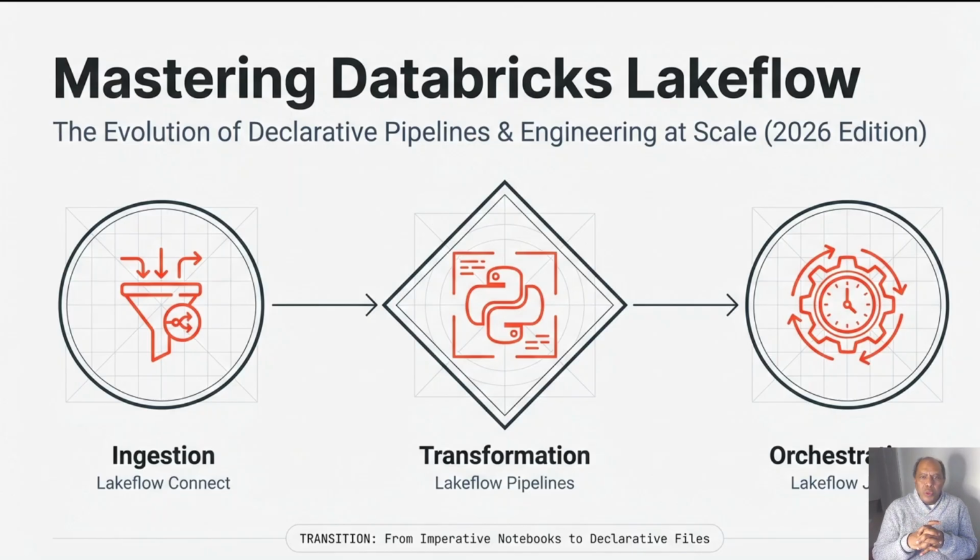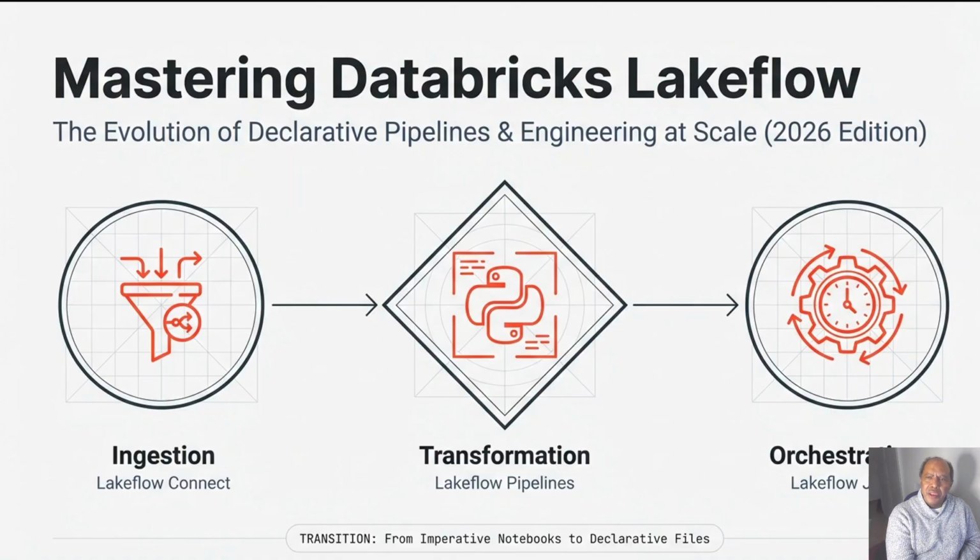So what we are looking at here is the complete Lakeflow ecosystem represented by three core components or pillars. On the left, we have the ingestion with Lakeflow Connect. This is your gateway for bringing data into the platform, like data from outside, from the source to the platform. In the center, we have transformation with Lakeflow Pipeline. This is where the magic happens with your Python-based declarative pipeline. And on the right, we have the orchestration with Lakeflow Jobs, ensuring everything runs reliably and on schedule.